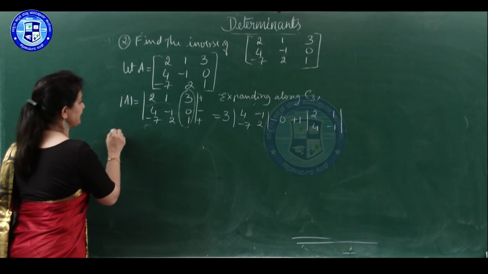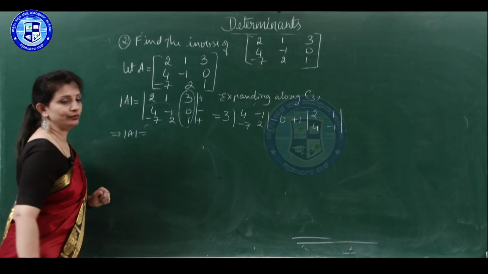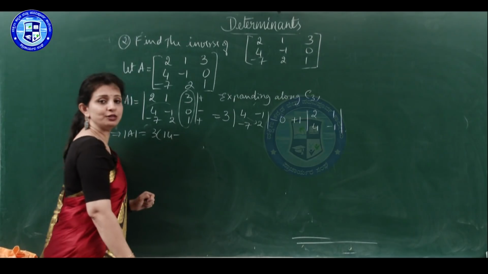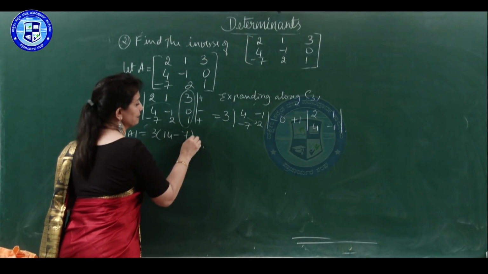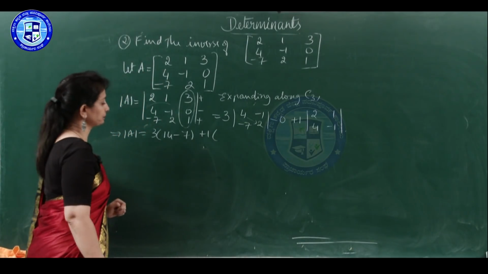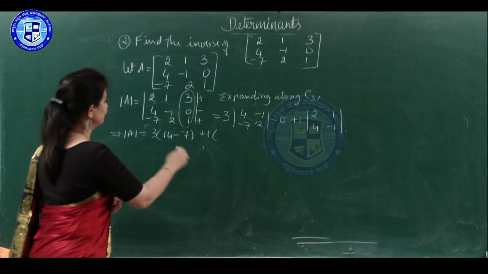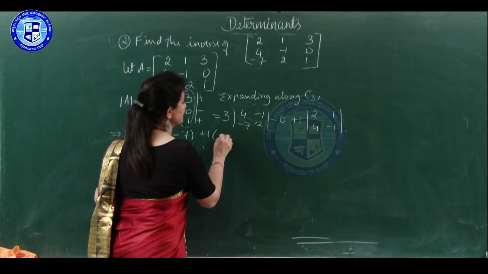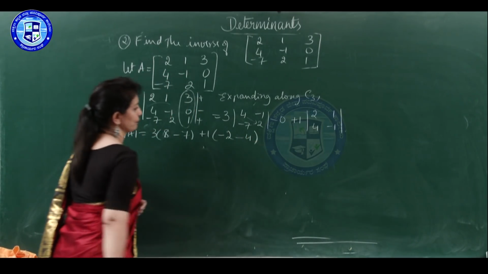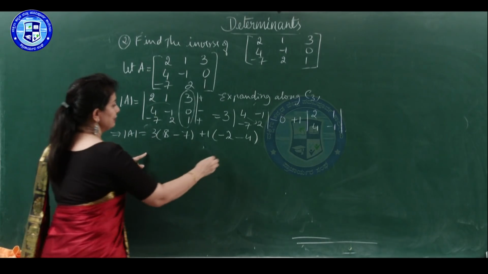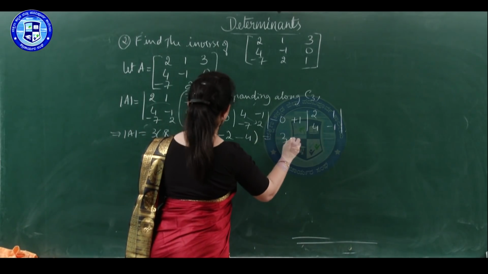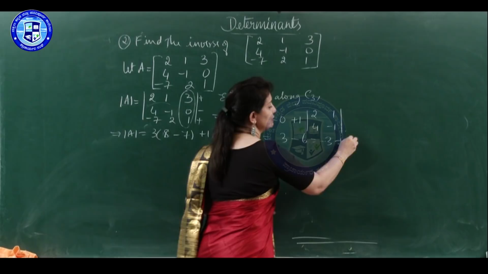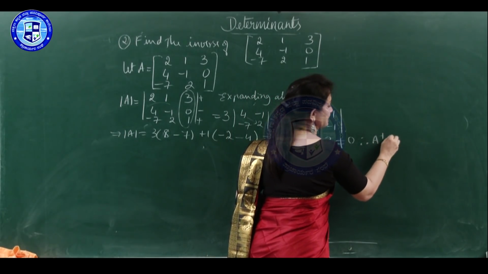Okay, what is the value of determinant A? Which implies determinant A is equal to 3 into cross multiply: 4 2s are 8, minus 7 into minus 1 plus 7, so 8 plus 7, that is 15, plus 1 into, here 2 into minus 1 minus 4 into 1, that is minus 2 minus 4. So the value of determinant A is 3 into 15... minus 2 minus 4 is minus 6. So minus 3 which is not equal to 0, therefore A inverse exists.